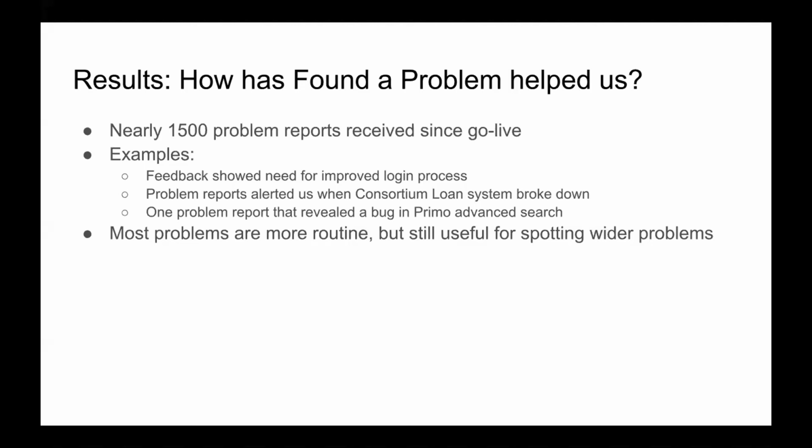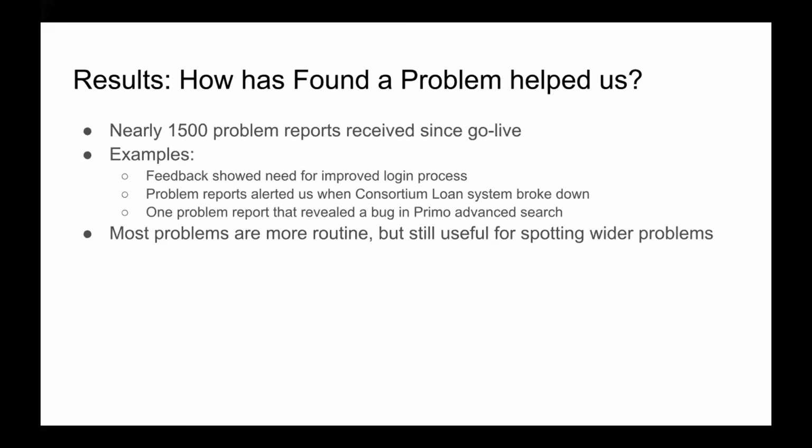A third example I'll just mention real quick was a problem report about doing advanced searches by author name that never completed, which actually uncovered a bug in Primo that was reported to Ex Libris and which they fixed.